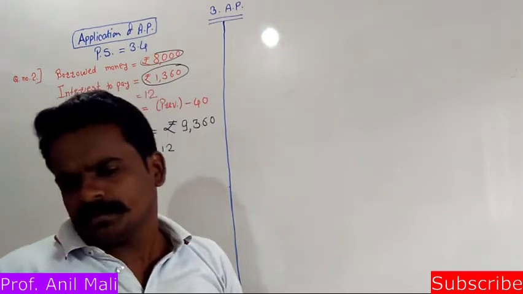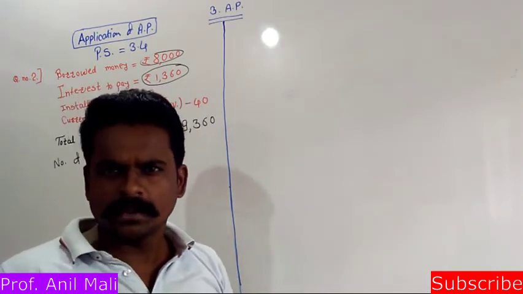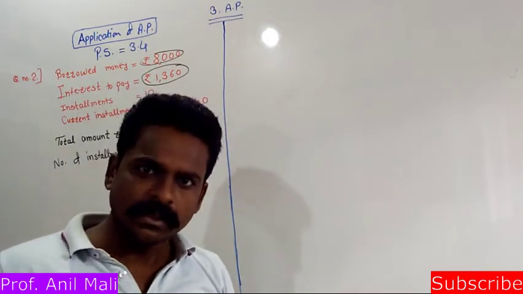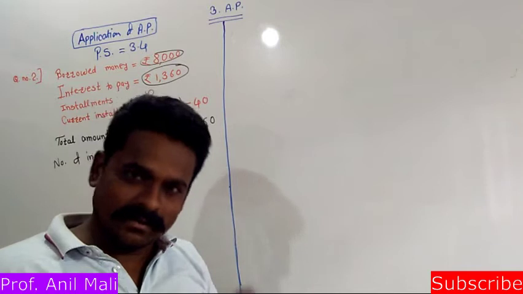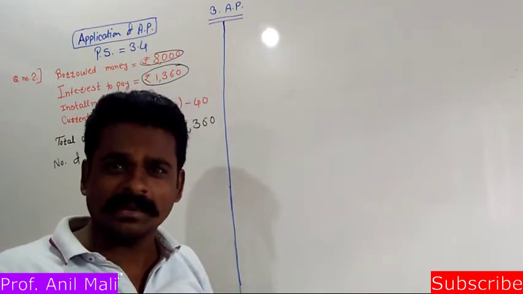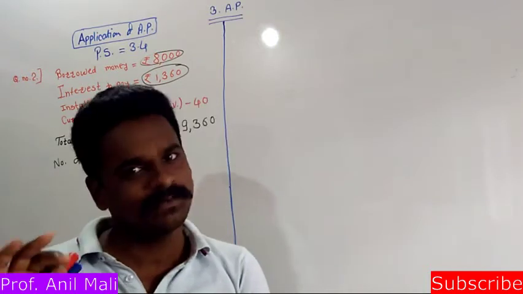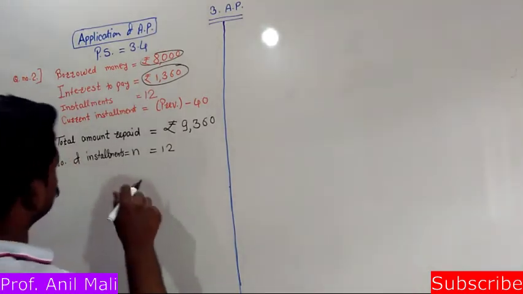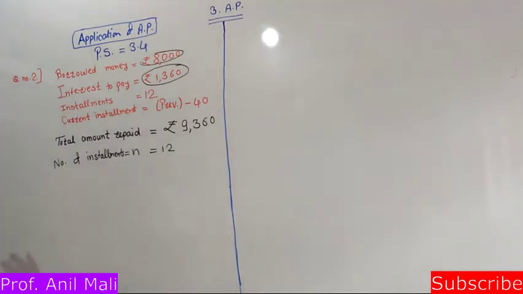So is it an arithmetic progression, friends? Yes, it is an arithmetic progression, because a common difference is there. Even though the amount is reducing, the difference is common. Every time he is going to pay 40 lesser than the previous one. So it is an arithmetic progression. What is the sentence there? The sentence is like this: each installment being less than the preceding one by rupees 40.